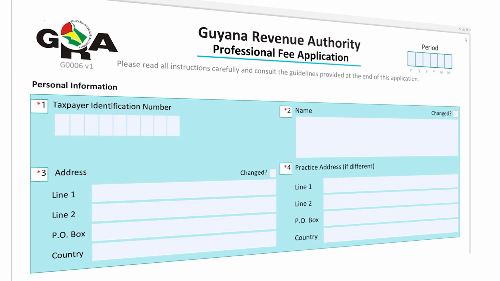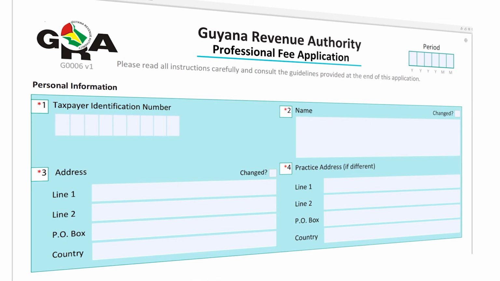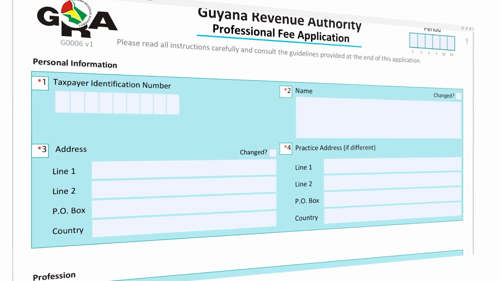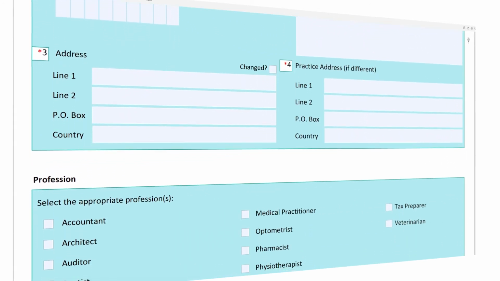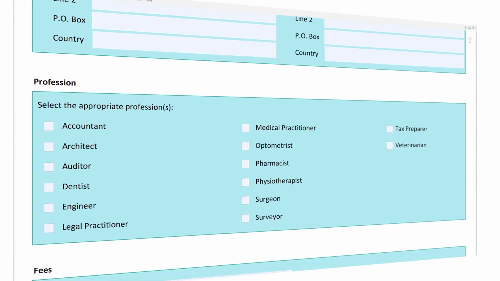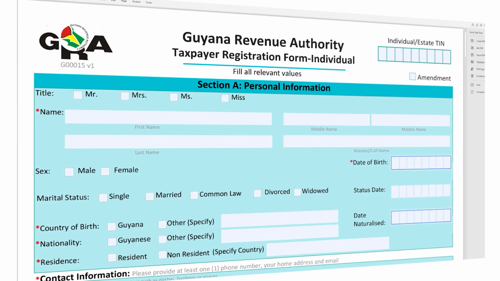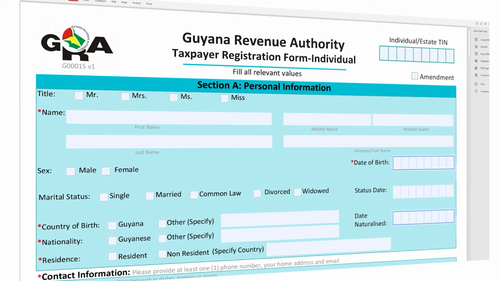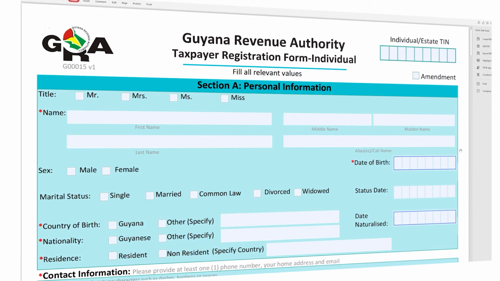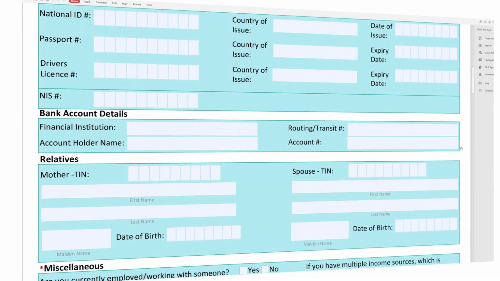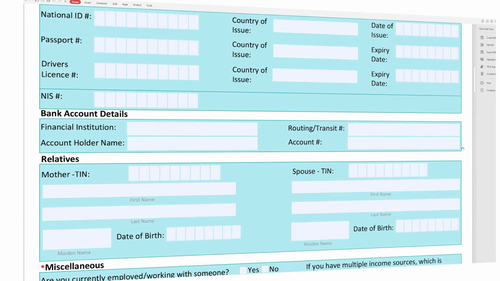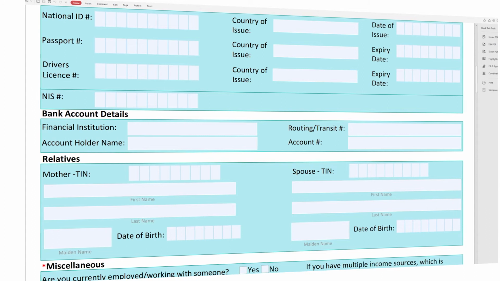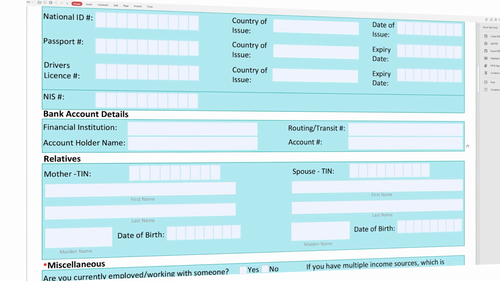Yes. Instead of using the compliance form to apply for the tax practice professional certificate, taxpayers can utilize the professional fee application form. It's very simple and straightforward to complete. Registration forms or taxpayer identification number forms for individuals and organizations were revamped and include a section for your bank account details. For the individual registration form, there are sections for persons conducting a sole trader or partnership business.